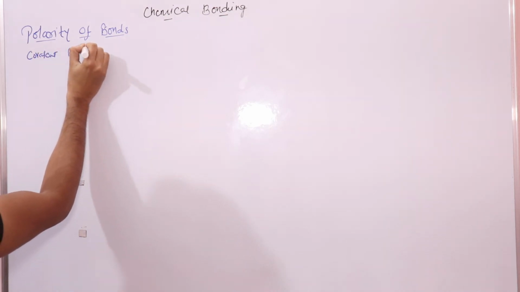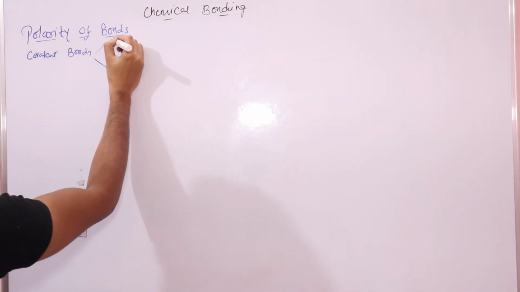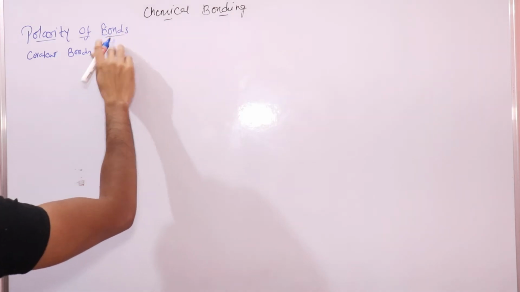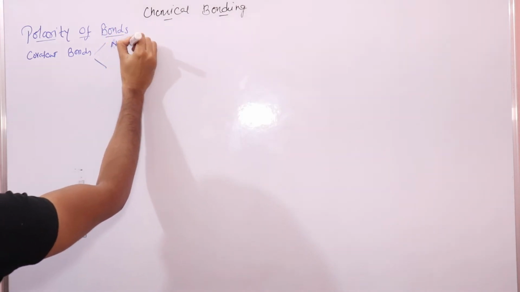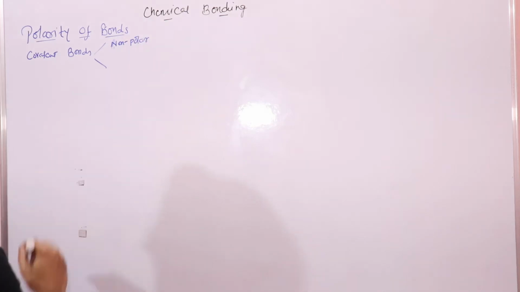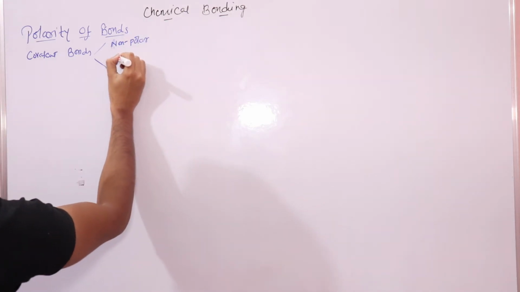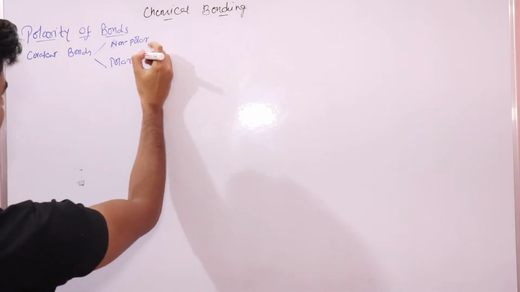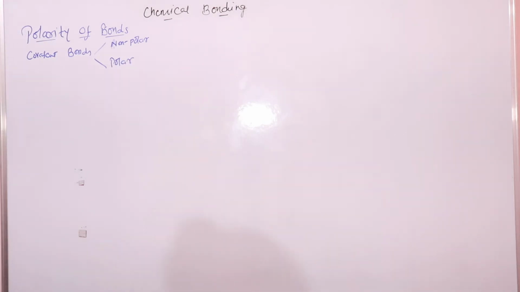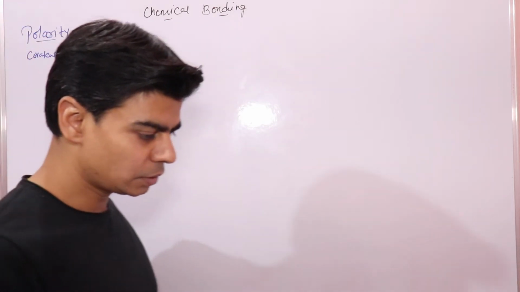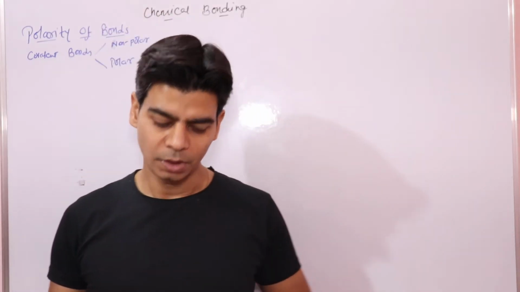Covalent bonds are mainly two types. First is non-polar, that we studied in the previous lecture. The other is polar, right? Polar covalent bond. So what do we mean when we talk about polarity?